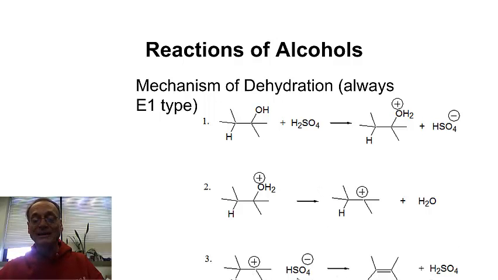And the thing that picks up the H+, at least to keep things balanced, is the HSO4- that was formed in the first step, and that reproduces the H2SO4, which then goes back into the mixture. That's why the H2SO4 is simply a catalyst, because it's used up in the first step and it's formed again in the third step. So that's the mechanism of dehydration.